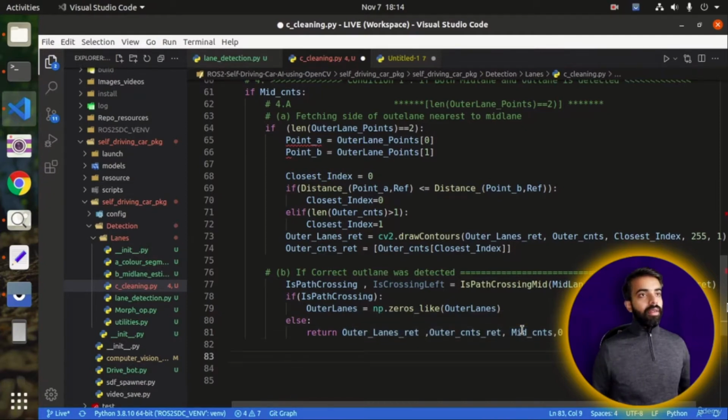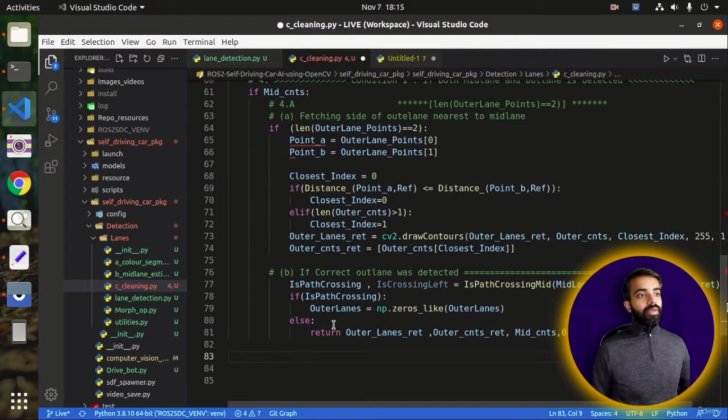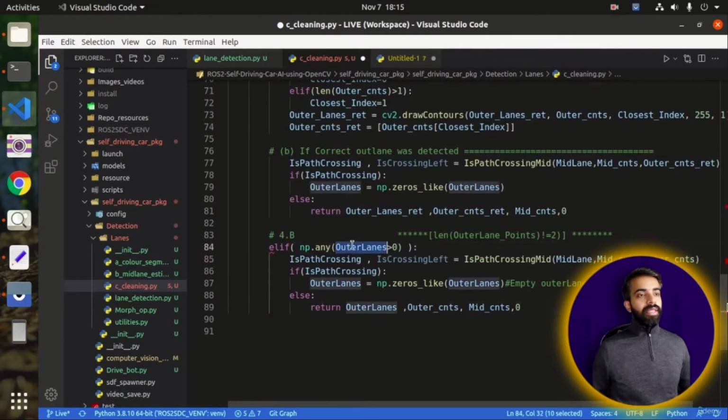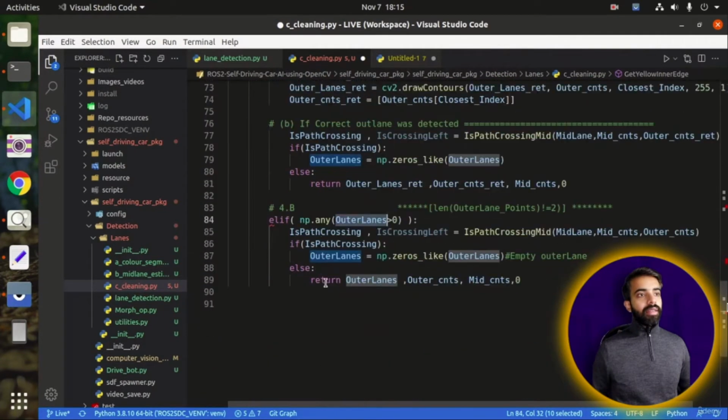Proceeding further to a second case where the outer lane points are not equal to 2. There can be a case where the outer lane is present, but its points are not 2 in number. This means that we cannot estimate which side is the closest. So what we simply do is only check whether it was crossing mid or not, indicating the correct or the incorrect outer lane. For that particular case, we check if the outer lane was present or not, and then check if it was crossing mid or not. If it was crossing mid, we empty that outer lane, otherwise return everything that we have.